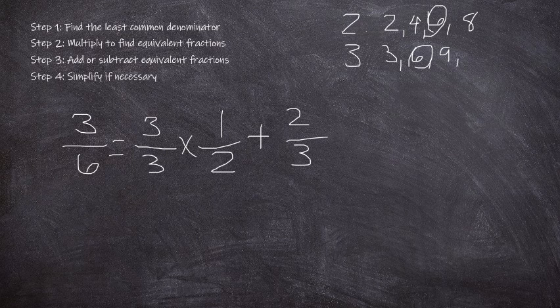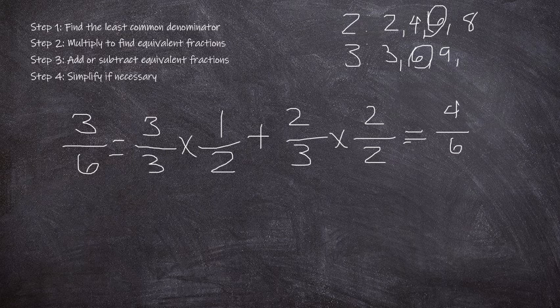Let's do the same thing over here for 2/3. We're going to multiply 2/3 by something to get a new equivalent fraction with a denominator of 6. So 3 times blank is 6, which is 2. And whatever I do to the bottom, I must do to the top. 2 times 2 is 4. So I have a new equivalent fraction of 4/6.